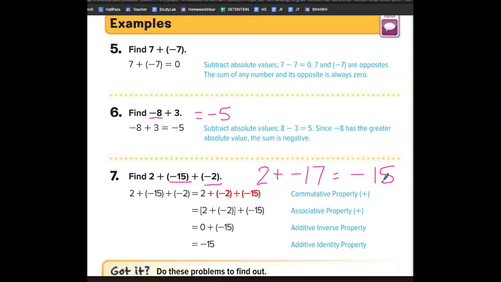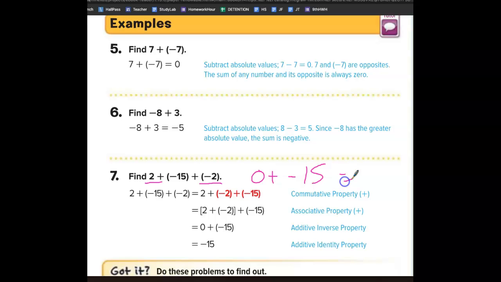Questions on that one? Okay, there's another way that you could do it, and it's probably the way that I would do it. If I have 2 positives and 2 negatives, what does that equal? 0, right? So I could say 2 plus negative 2 is 0. So then I would have 0 plus negative 15. What is 0 plus negative 15? Positive or negative? Negative 15. Okay, so 2 different ways to get the same answer. Questions?